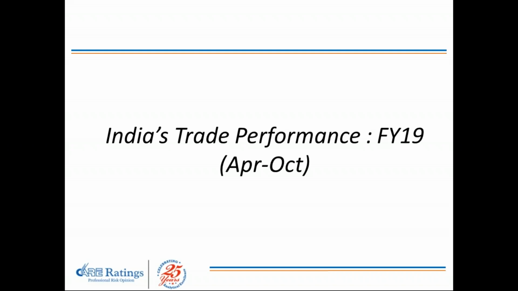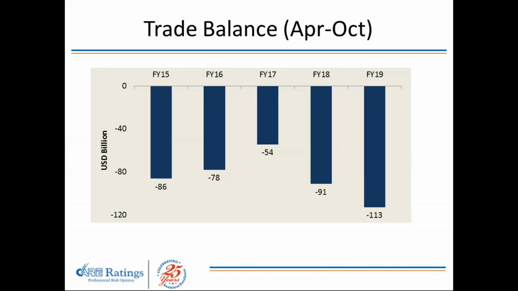Trade deficit for the 7 months of FY19 reached a 27-year high of $113 billion. The trade deficit narrowed during the first 7 months of FY14 to FY17, barring FY15, where it grew marginally by 1%. Thereafter, it increased by 68% in FY17 and 24% during FY18.